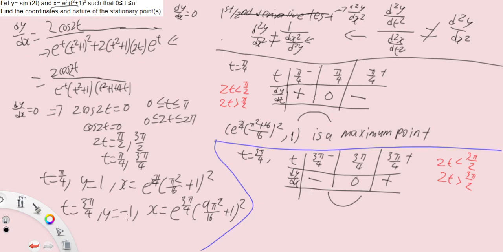Therefore, you have a U shape, and as such, we can tell what the stationary point is over here, right? It's a minimum point. Hence, (e^(3pi/4), (9 pi squared over 16 ... whole thing squared, bracket minus 1). This point here is a minimum point. And there we have it, the stationary point for parametric differentiation.